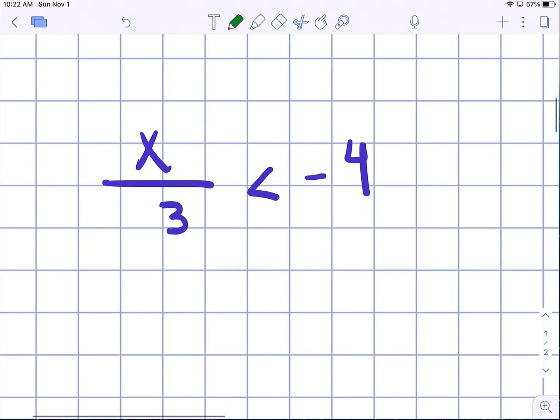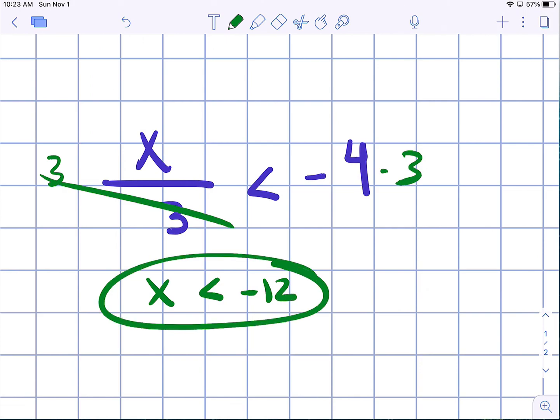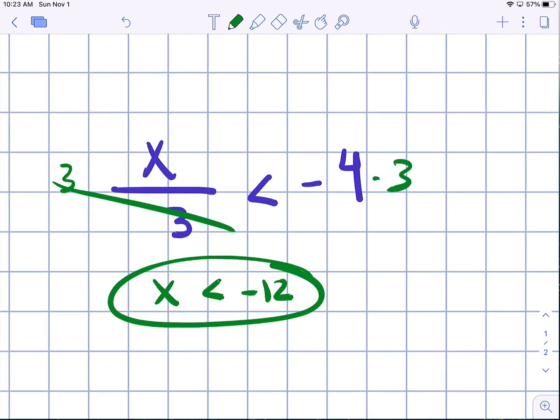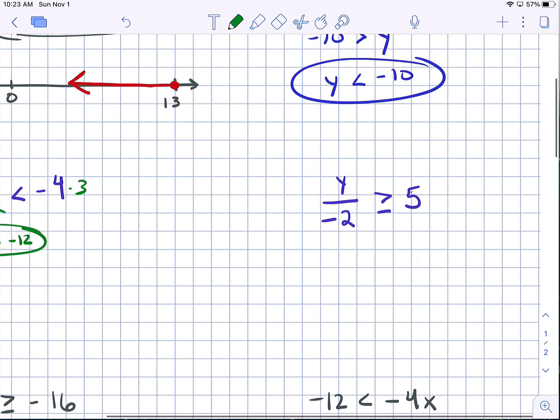Division: x divided by 3 is less than negative 4. Again, nothing new. I'm going to multiply both sides by 3 to get rid of the 3, and x would be less than negative 12. Okay, I could graph that, make an open circle on the negative 12, and make sure my arrow is pointing to the left when I do that as well. All right, but let's keep going.